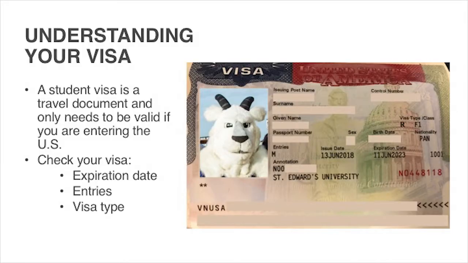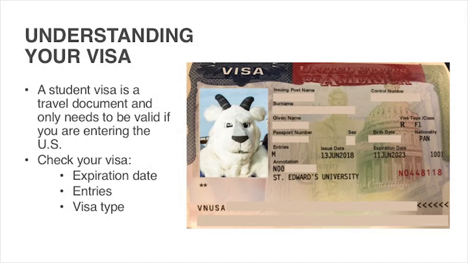This is an example of an F1 student visa. A visa is a travel document used to enter the U.S. You will see an issue date and an expiration date on your visa. These are the dates when you're eligible to travel into the U.S.